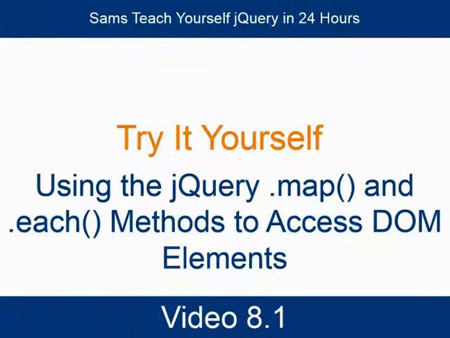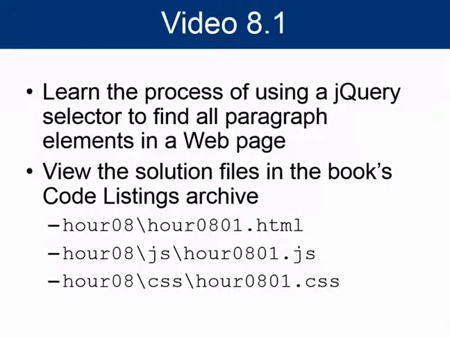Try it yourself, using the jQuery map and each methods to navigate, access, and manipulate the DOM elements. In this try-it-yourself exercise, we'll learn the process of using a jQuery selector to find all paragraph elements in a web page and modify them dynamically. The three solution files for this exercise all have the name hour0801, and they're located in the hour8 directory.